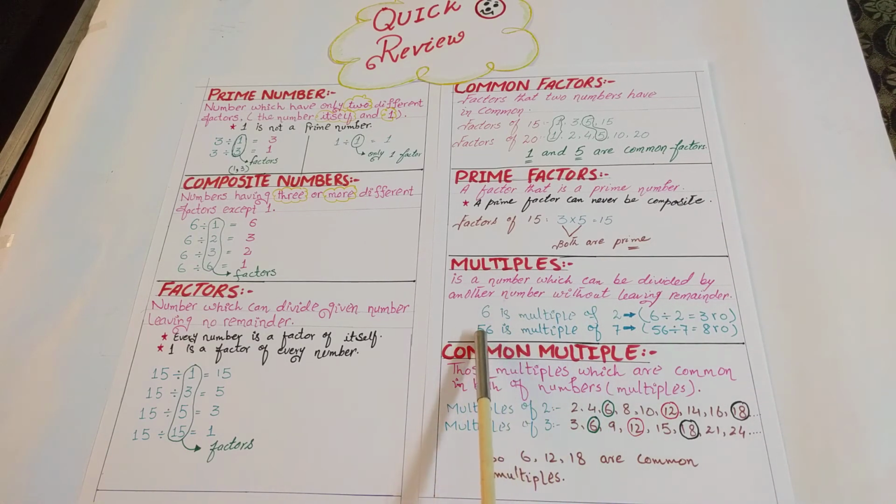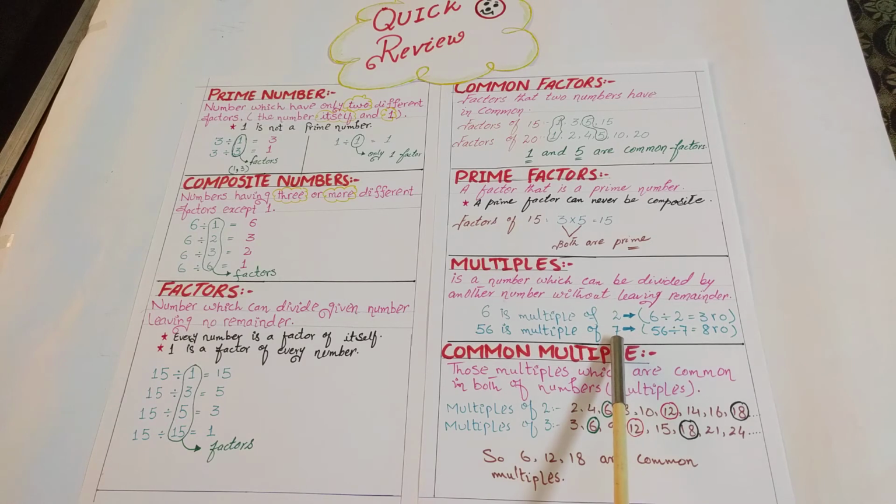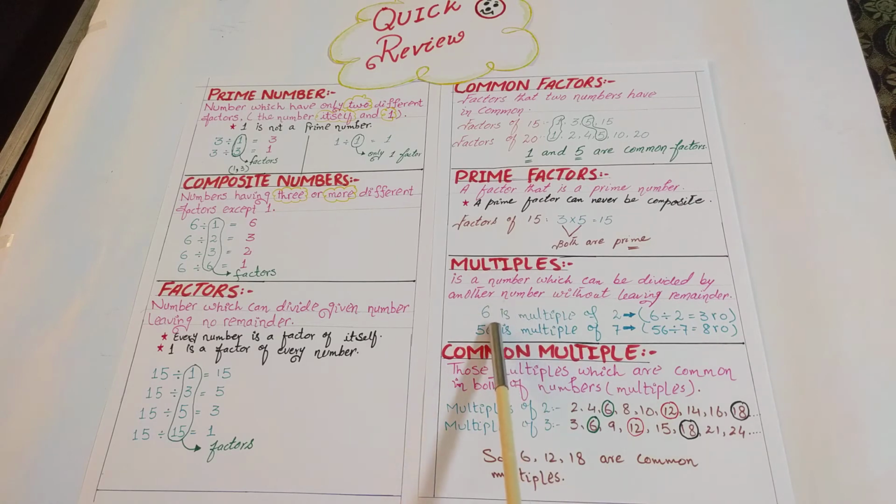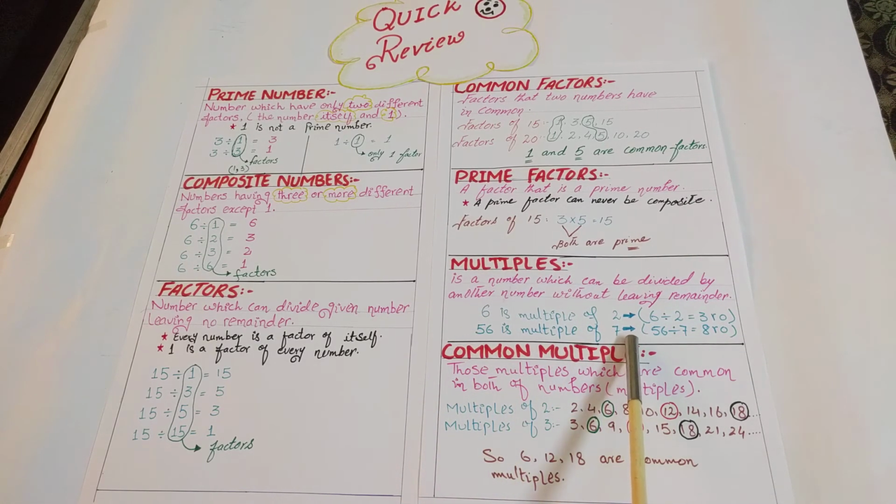Let's take one more example. 56 is a multiple of 7. Why? Because 7 completely divides 56 without leaving any remainder. 7 eights are 56, completely divisible without leaving any remainder. This means 56 is a multiple of 7.